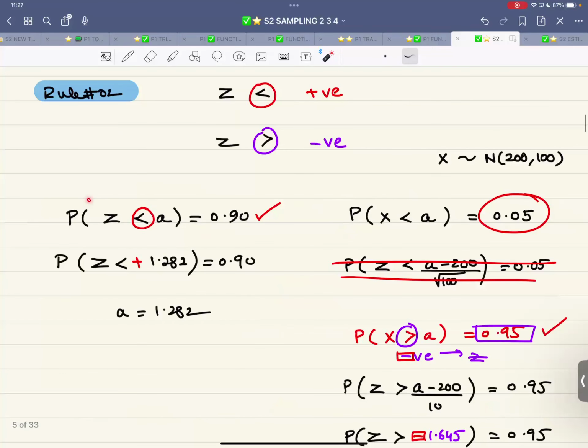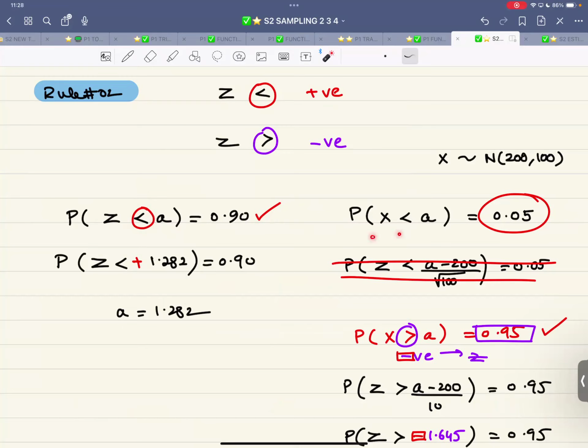For example, probability z lesser than a is 90%. This is more than 0.5. There is a lesser sign, z value is positive, and the corresponding z value to 90% is 1.282. That is from the strip.